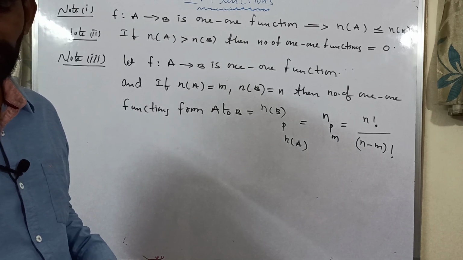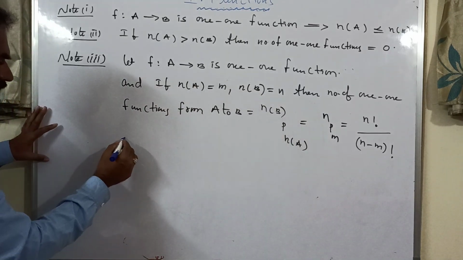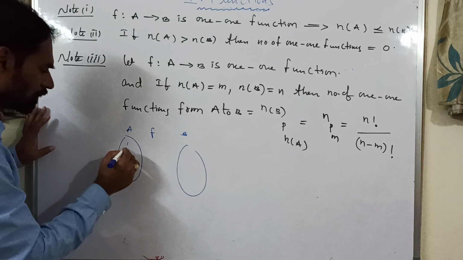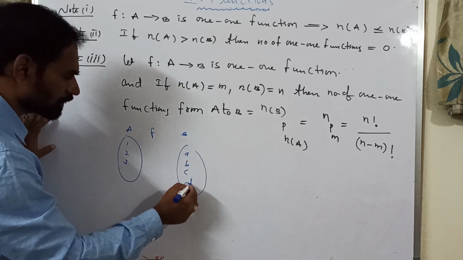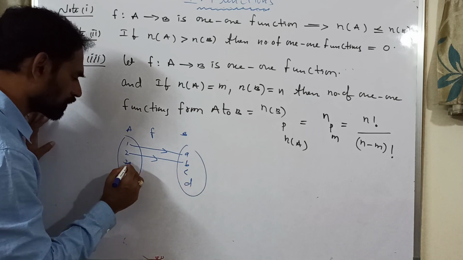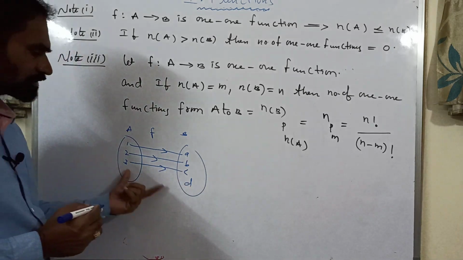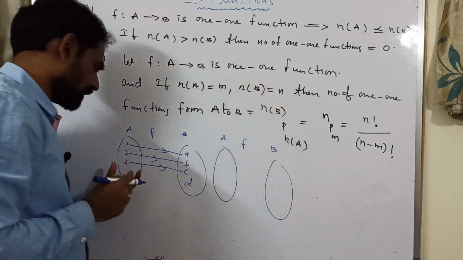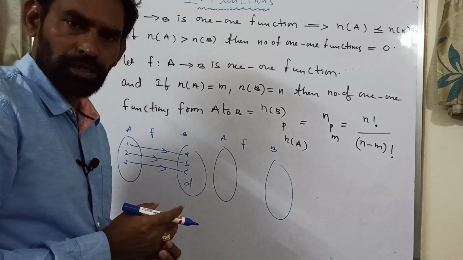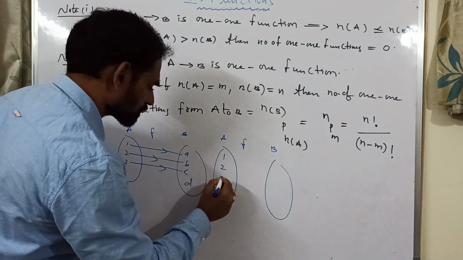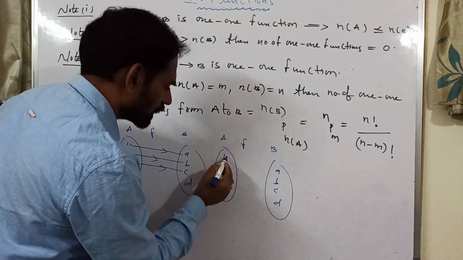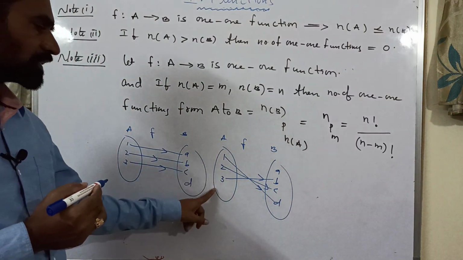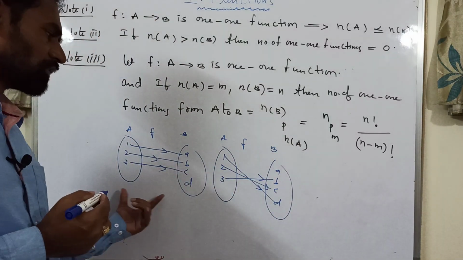For example, in the previous example, using diagrams we cannot identify how many functions we can make. Same example I am taking: 1, 2, 3 and A, B, C, D. This is one one-one function: 1 to A, 2 to B, 3 to C. We can do it like this. Same set of elements, we make another one-one function by associating 1 to D, 2 to C, 3 to B. This is also one-one. Why? Different elements in A have different images. F is one-one.